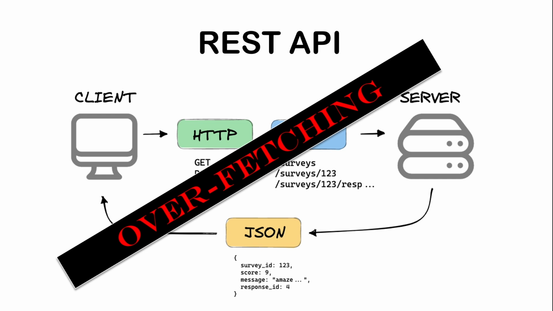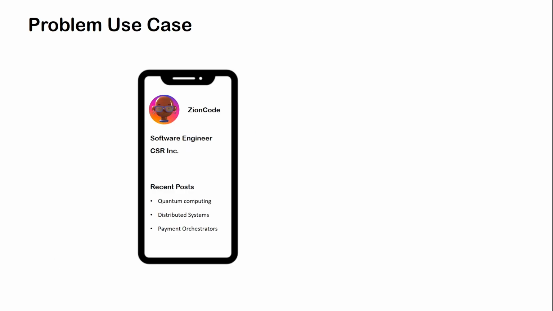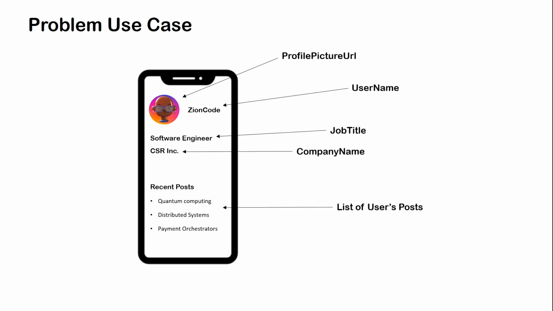So say for instance, we're building a mobile application and our front end is trying to get data to populate a user's profile page. To populate this particular page, all we need is a profile picture URL, username, job title, company name, and only titles of the user's posts. With REST APIs, you definitely need to take multiple round trips because we're dealing with two entities, users and posts.